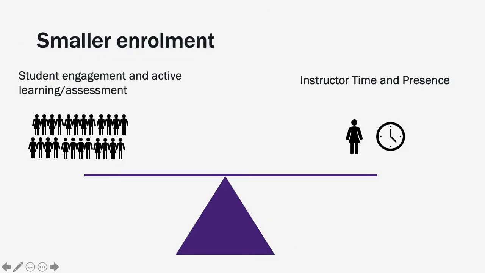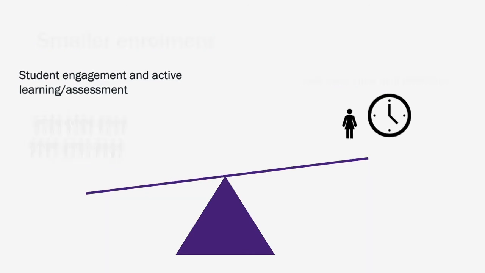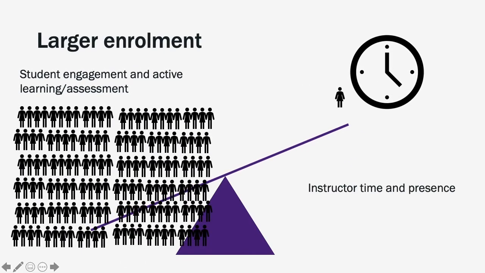However, as we add more students to a course, the instructor-to-student ratio shifts, and students might begin to feel lost in the crowd. How then do we balance active learning activities and meaningful assessment of learning outcomes with instructor time capacity when designing for an online course, while still creating a sense of social presence?